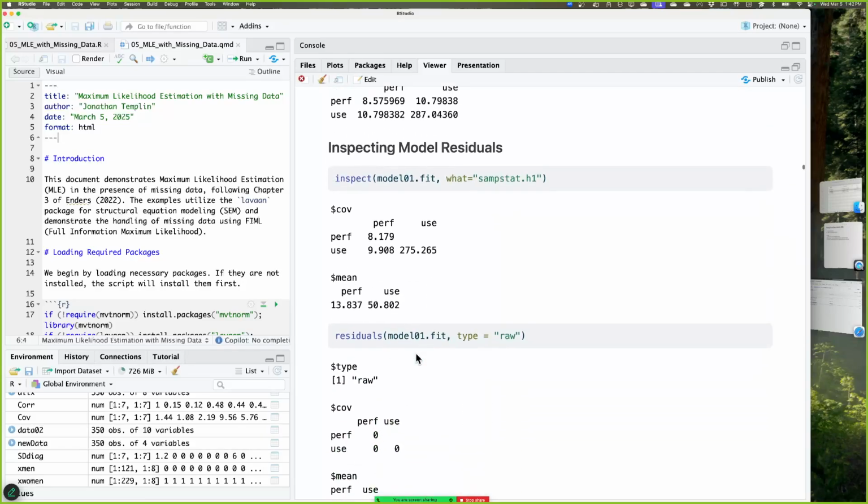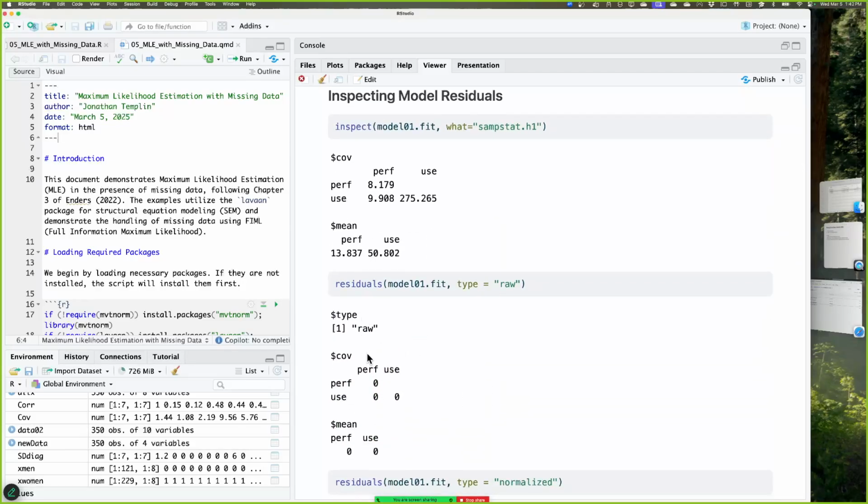And then finally, residuals. I think we mentioned this a little bit before. This is the difference between what our model thinks these values are, the mean vector and covariance matrix, and what is in our data, and these are zero. So again, what does zero mean? Zero means saturated, means we've perfectly described our data.